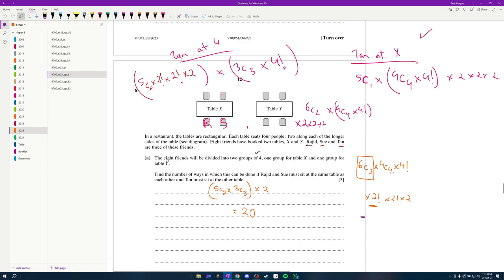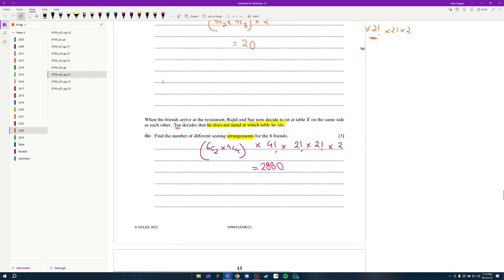That's the general idea. Next, when the friends arrive at the restaurant, Rajid and Sue now decide to sit at table X on the same side as each other. Tan decides that he does not mind at which table he sits. Find the number of different seating arrangements for the 8 friends. Fine. So, Rajid and Sue decide to sit at table X. Okay, it's fixed now. And on the same side. And now Tan decides that he does not mind at which table he sits. So he can either sit at table X or Y.